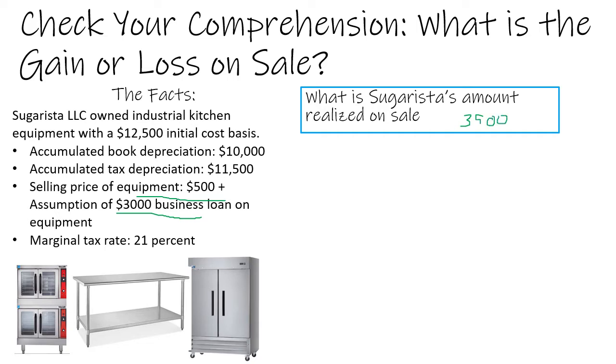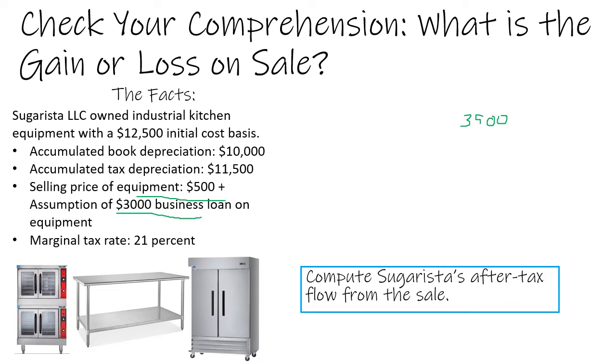Not bad. Sugarista's after-tax flow from the sale, if she's selling the equipment, if the equipment has a value for tax purposes of $1,000, she's recording a gain of $2,500.